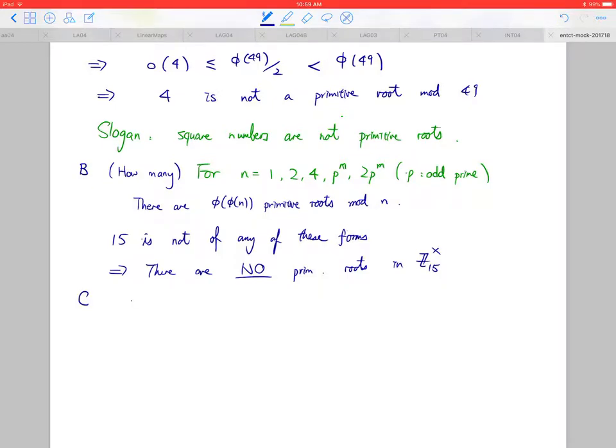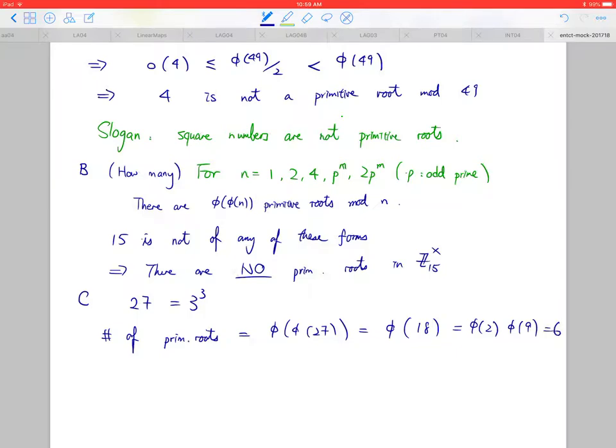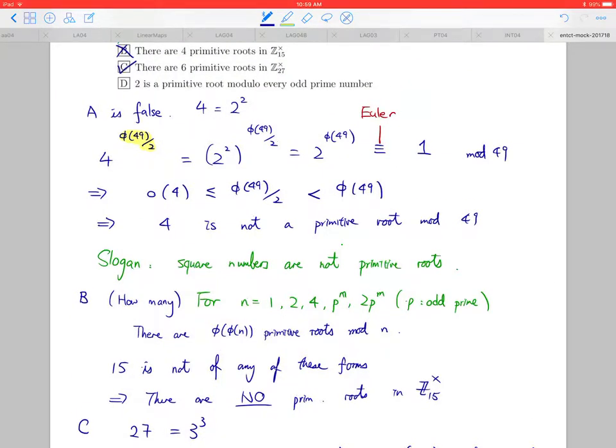And the statement C, now 27 is the power of an odd prime, so primitive root exists, and the number of primitive roots equals phi of phi of 27. Okay, and I leave that as an exercise. This is phi of 27 minus 9, so you have 18, and then this is phi of 18, which is 6. So there are 6 primitive roots. So statement C is correct.